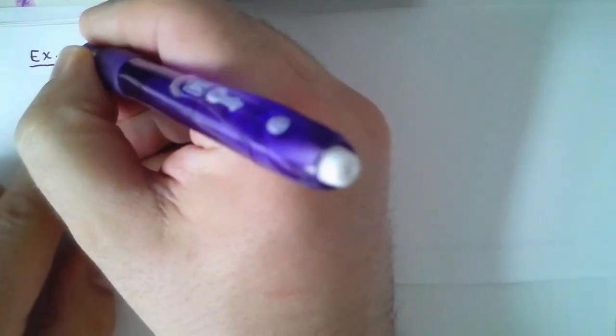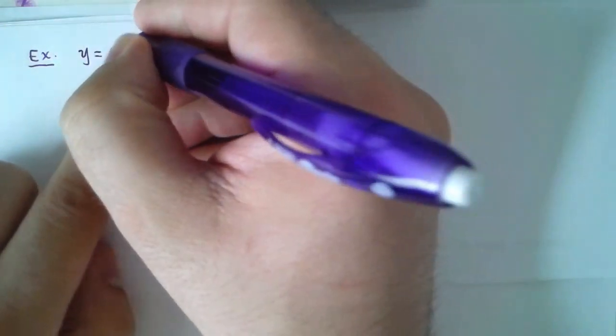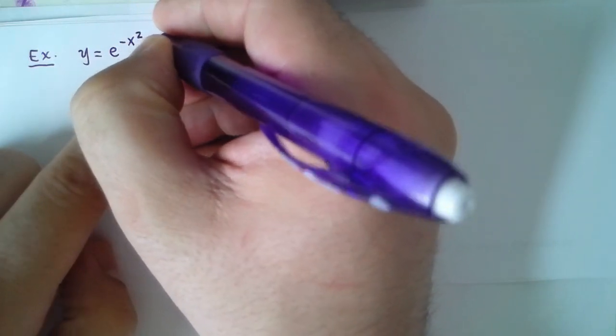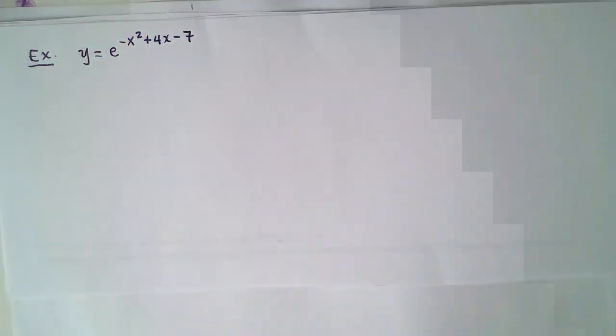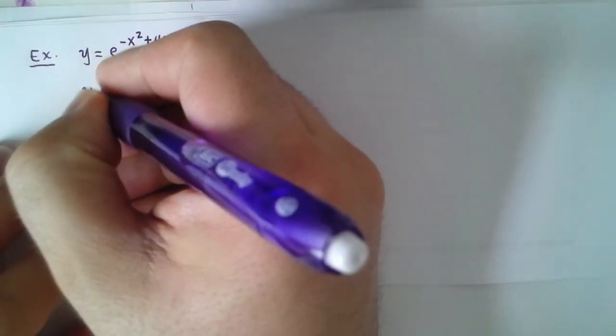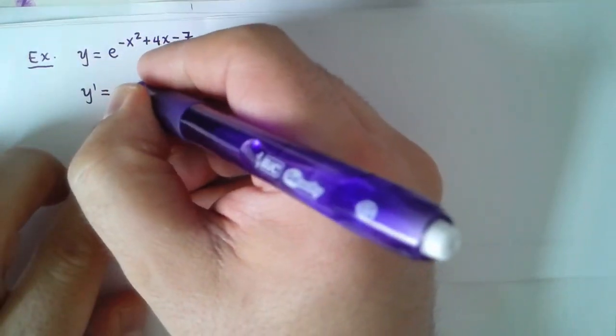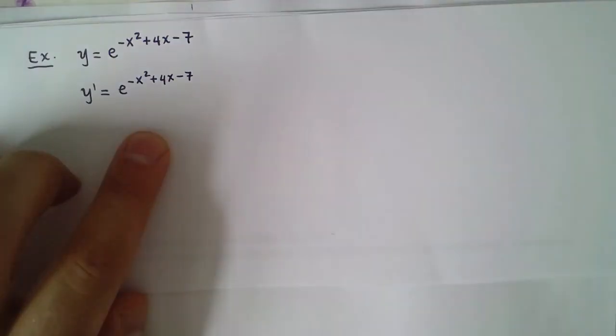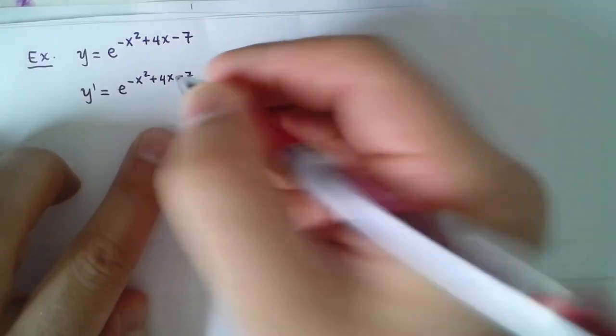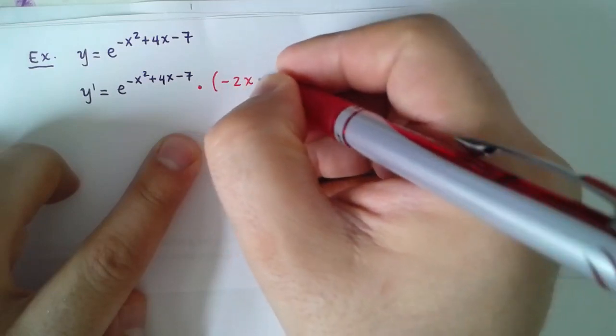Let me go over another example. For example, look at this one: y equals e to the power negative x squared plus 4x minus 7. If you look at y prime, you keep e to the negative x squared plus 4x minus 7, and then you multiply this by the derivative of the exponent by the power rule. That's going to be negative 2x plus 4.